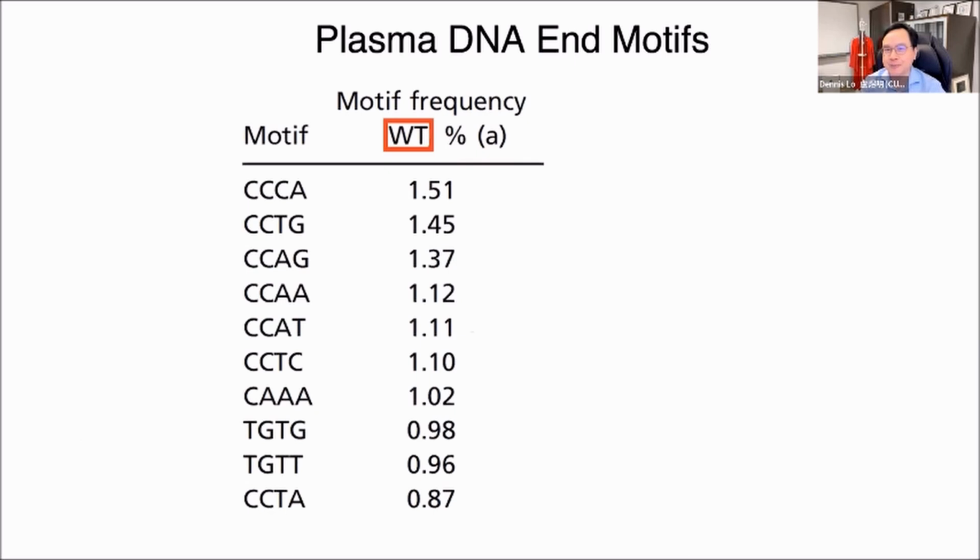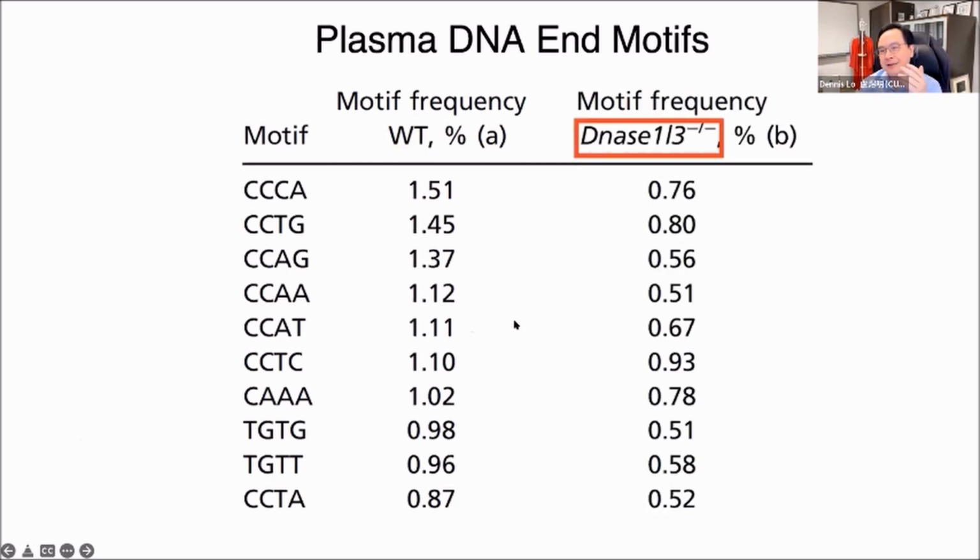So when we did the actual experiment, we find that in wild-type mice, the top motifs are actually present at a ratio much higher than 0.39. So you can see 1.5, 1.45, etc. And then when we knock out the DNase 1-like-3 gene, we find there's a significant change in those ratios. Now, if you're very observant, you'll find that the top 6 motifs all start with CC. So it suggests to us that DNase 1-like-3 might like to cut CC molecules.